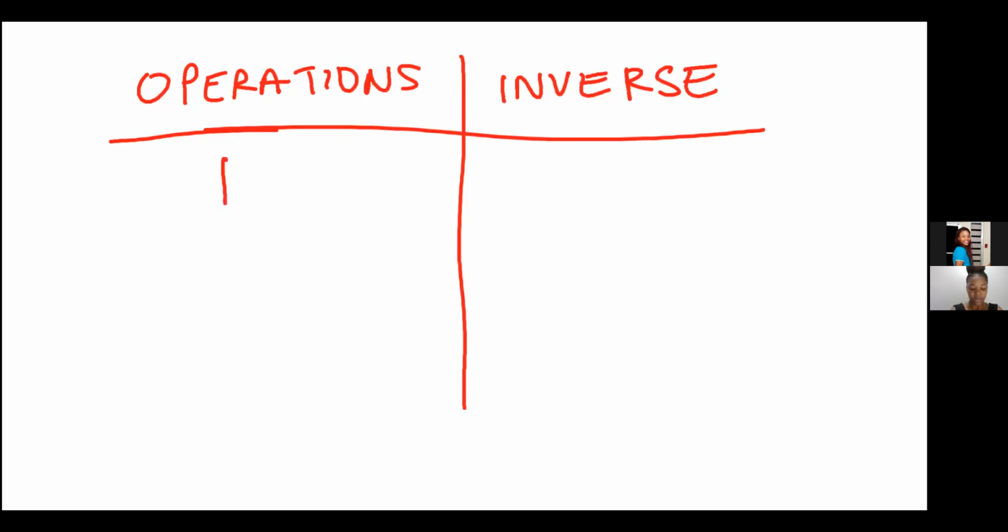So I know my operations are addition, subtraction, multiplication, and division. If I want to reverse addition, I'm going to do subtraction. If I want to reverse subtraction, I'm going to do addition. If I want to reverse multiplication, I'm going to do division. And if I want to reverse division, I'm going to do multiplication. This is something we need to remember, right?